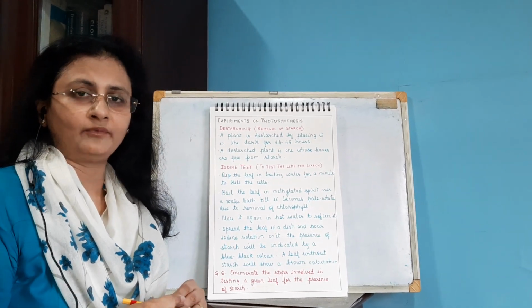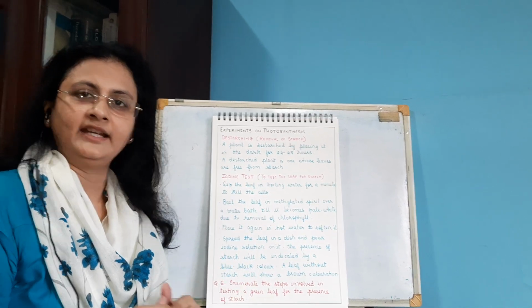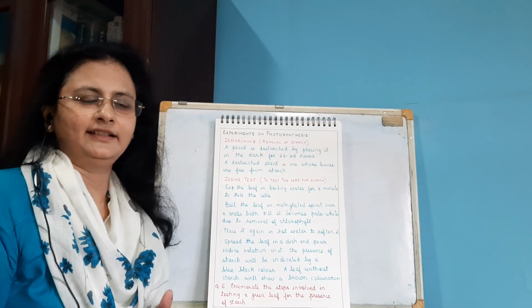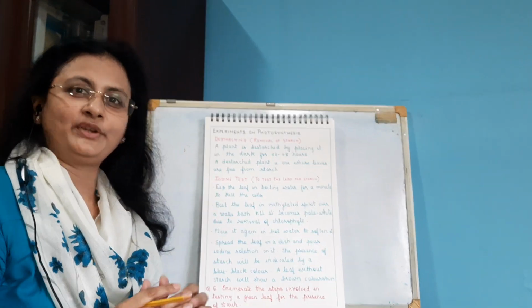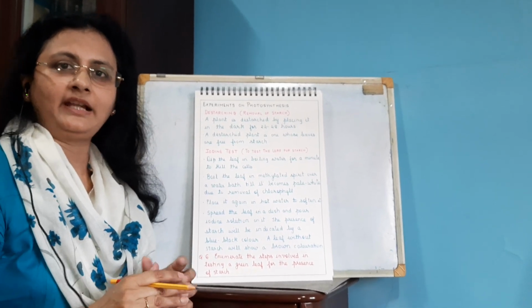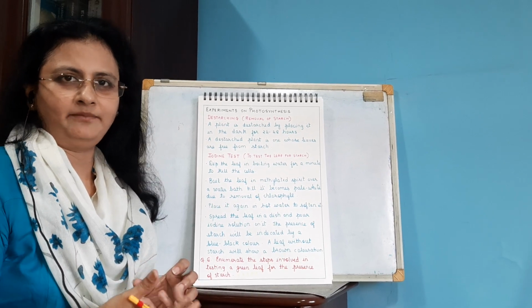Now why over a water bath? Methylated spirit is an organic solvent. If you heat it directly, your entire lab is going to catch fire. So don't try stunts in the lab. You are supposed to heat it over a water bath. Once you heat it over a water bath, the chlorophyll is going to dissolve and the leaf will become pale, white and brittle.